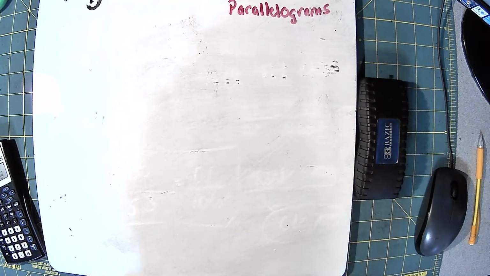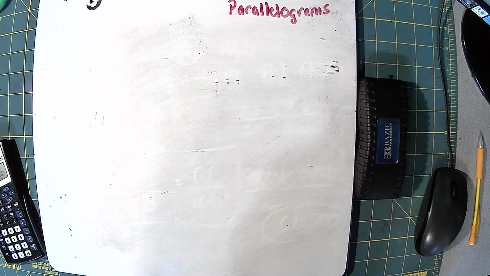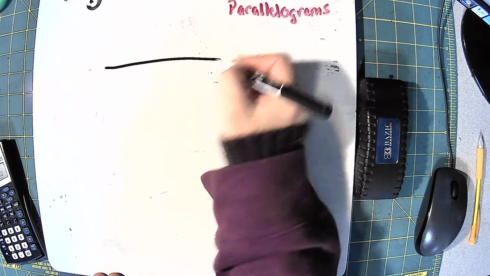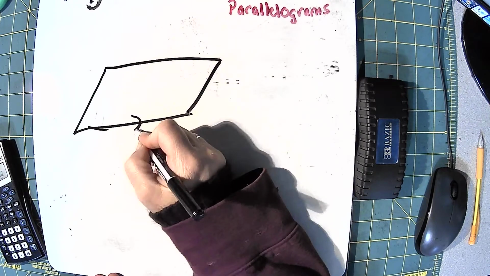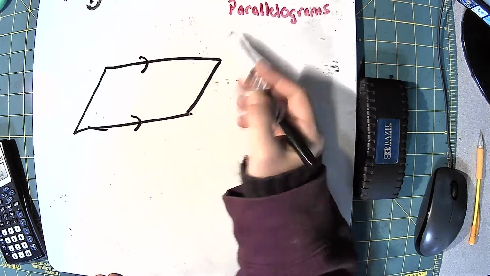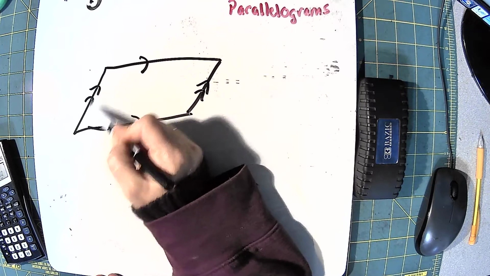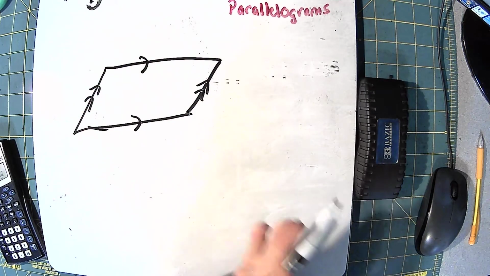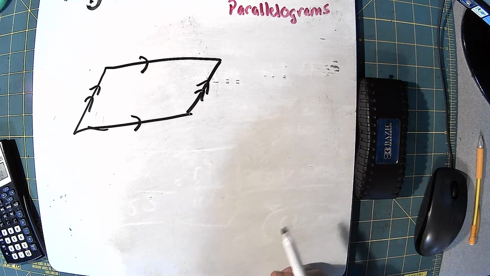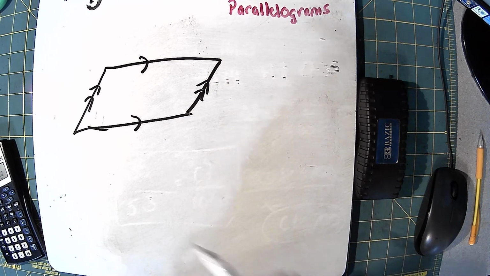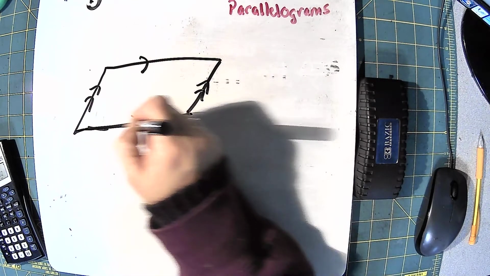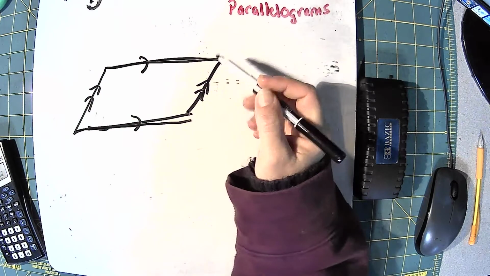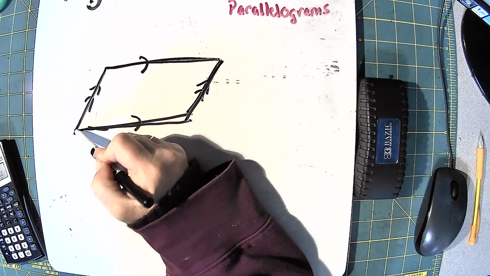All right, the next part is about parallelograms. So a parallelogram, we're going to have two sets of parallel sides, like so. So we've got parallel lines running top and bottom and side to side. If we cut one in half, there's a couple of things we know about that. The pairs of sides that are parallel have equal length, so this is going to be equal to this one, and this one's going to be equal to this one.